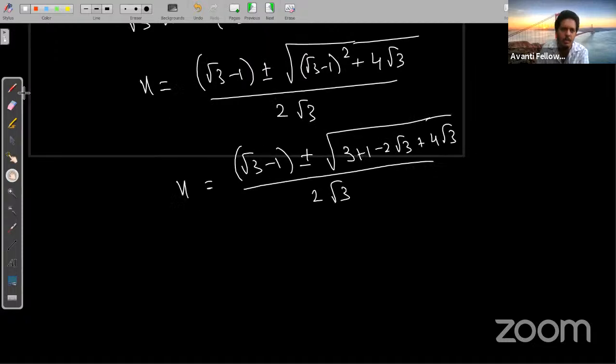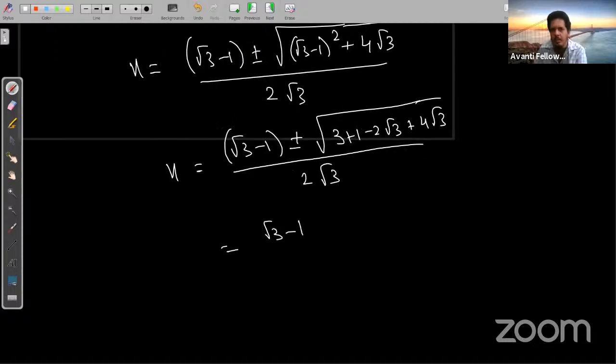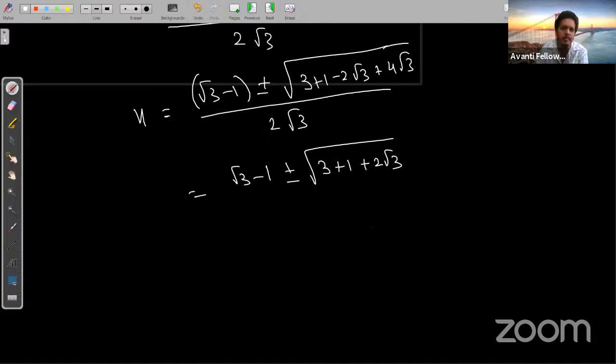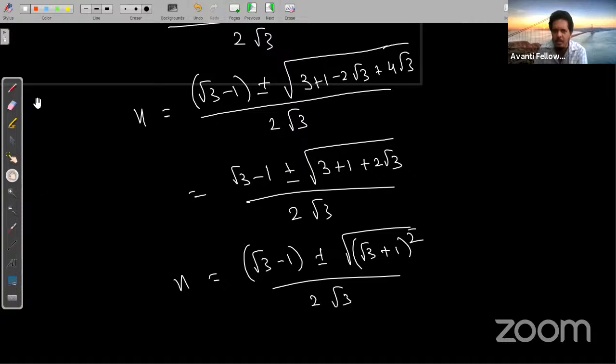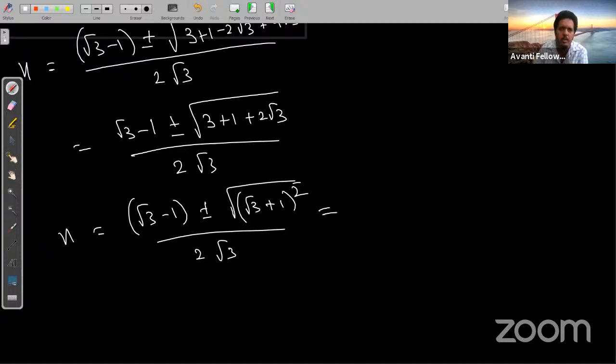So now tell me, if we simplify this one, how much are we going to get? Root 3 minus 1 plus minus root over of 3 plus 1 plus 2 root 3, by 2 root 3. Here, a very important point is, how can I write the inside one? I can write it as (root 3 plus 1) whole square, or not? By 2 root 3. Okay, this is a very important point. So that is equal to root 3 minus 1 plus minus root 3 plus 1, by 2 root 3.